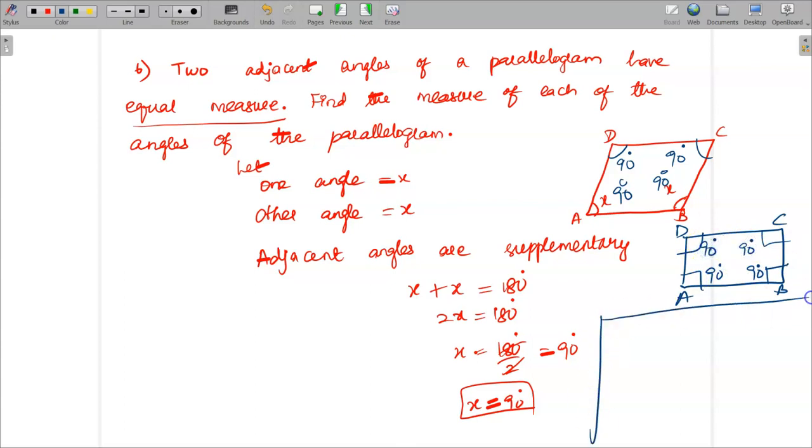So we can say that the angles of the parallelogram are all 90 degrees: 90 degrees, 90 degrees, 90 degrees and 90 degrees. So all the angles are of 90 degrees.